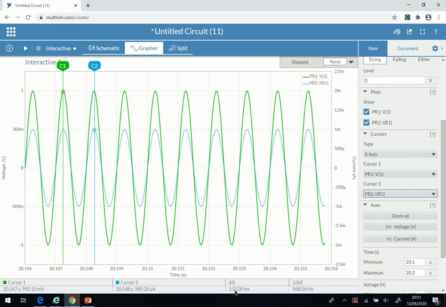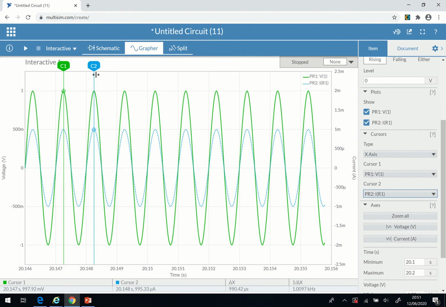If you look here, they have the same period, which is approximately 1.0330 milliseconds, and the frequency is approximately 1 kilohertz. If I put the cursor exactly on it, I should achieve a frequency of almost 1 kilohertz. You can see the frequency here, 1 over delta x. So they all have the same frequency and the same periodic time.